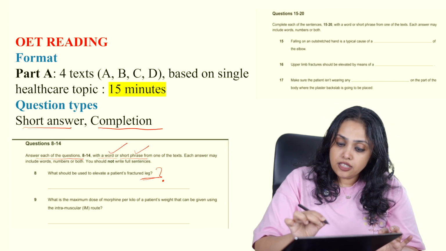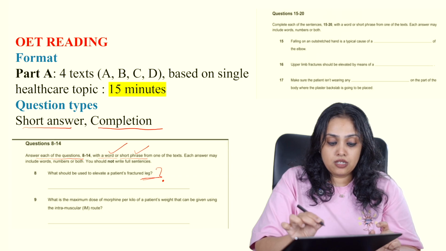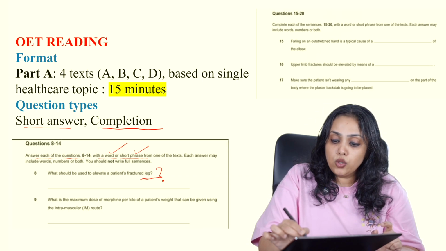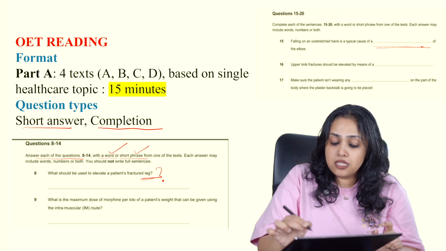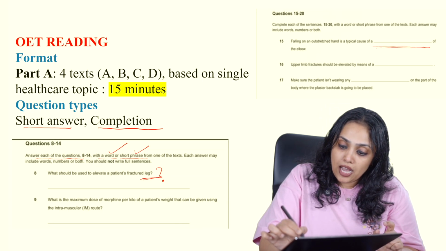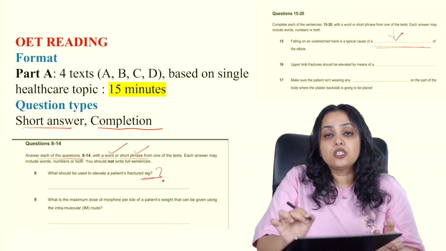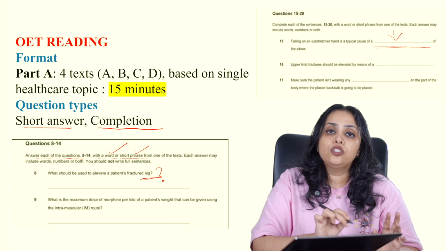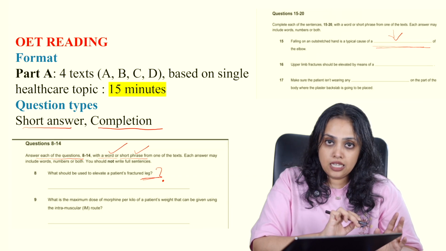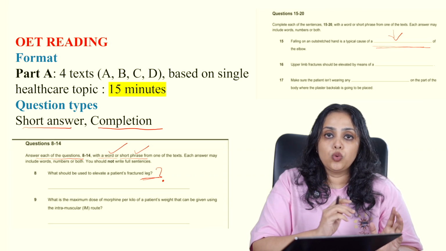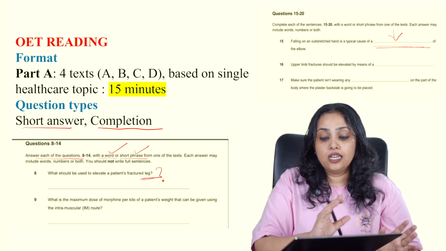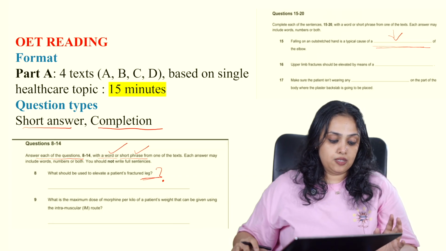Then another question type which appears in part A of reading is the completion type of questions, wherein you have gaps or blank spaces in between the sentences and you have to fill in those blank spaces with appropriate words from the text. Here again you have to be careful, just like how you did in listening. You should not do any paraphrasing. You have to copy the words as such from the passage and write them down exactly without making any alterations.